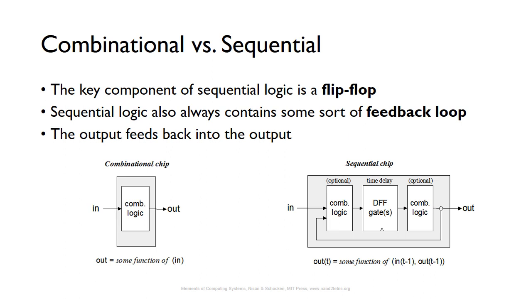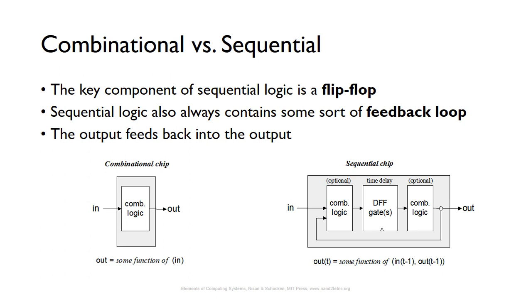So now let's look at the differences between combinational logic and sequential logic. We know combinational logic is essentially made up of logic gates, but the key component of sequential logic is a flip-flop. Sequential logic also always contains some sort of feedback loop.